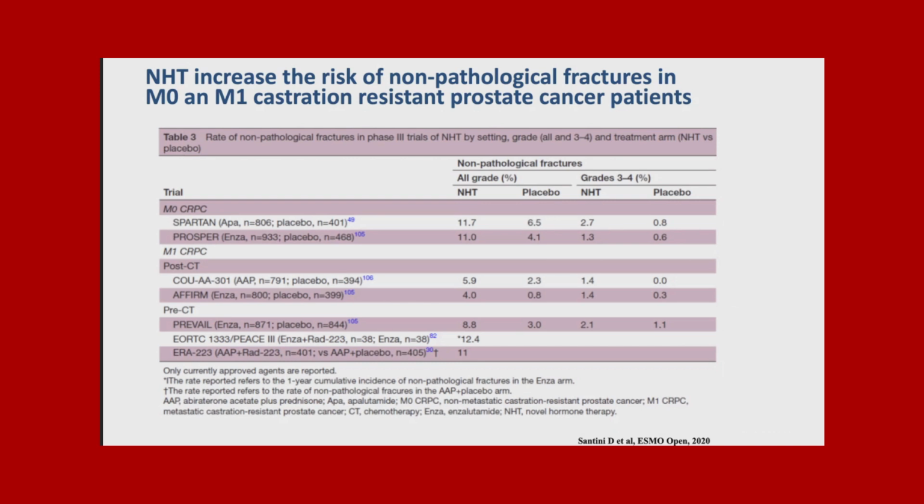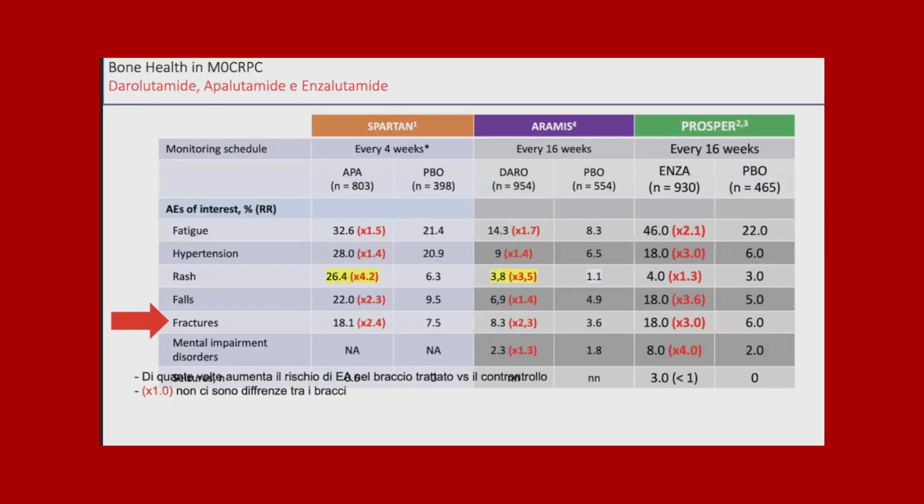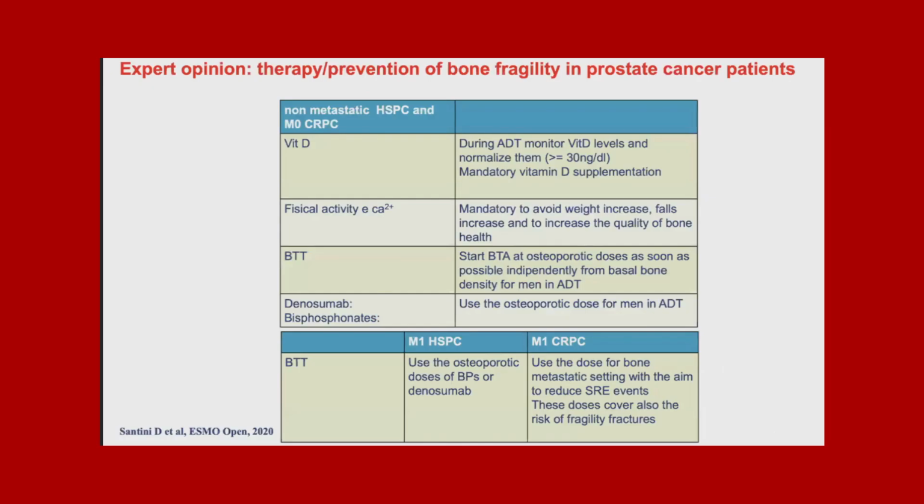So enzalutamide, apalutamide, or abiraterone are able to increase the risk of osteoporotic fracture in M0, but also in M1 prostate cancer patients. This is another example in M0 castration-resistant prostate cancer patients. As you can see, the incidence of fracture in Spartan, Aramis, and Prosper is double or triple compared to placebo.